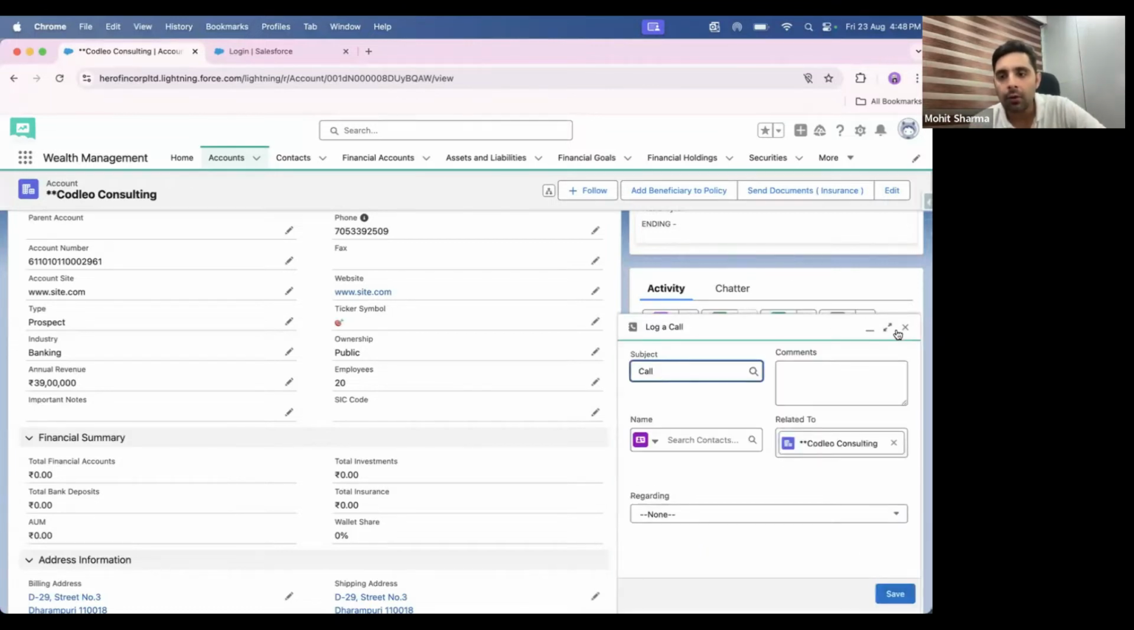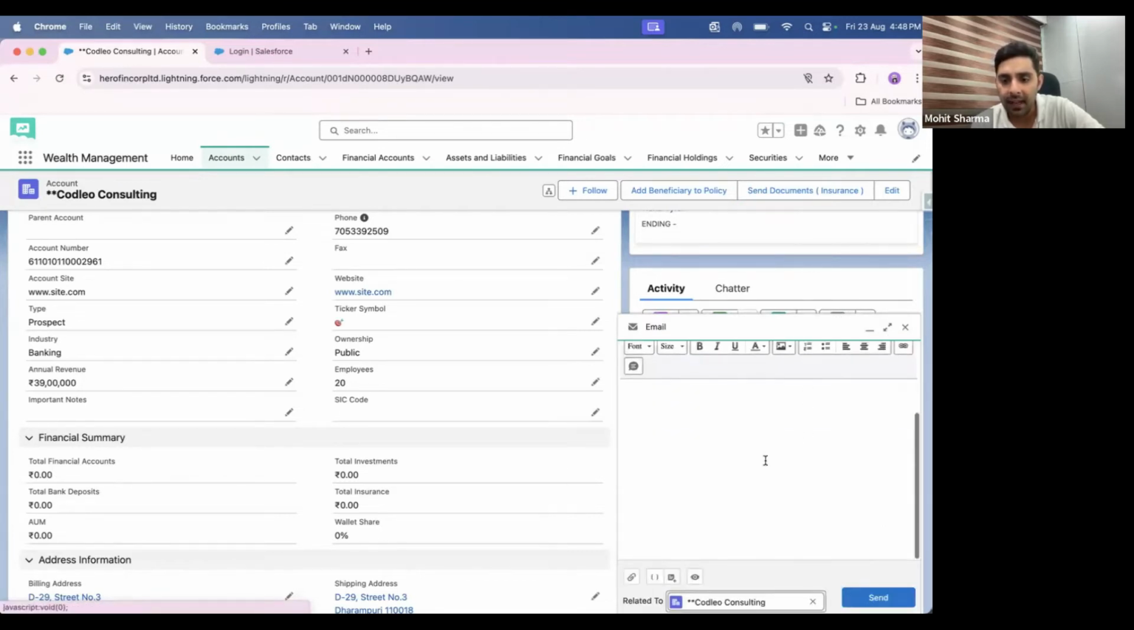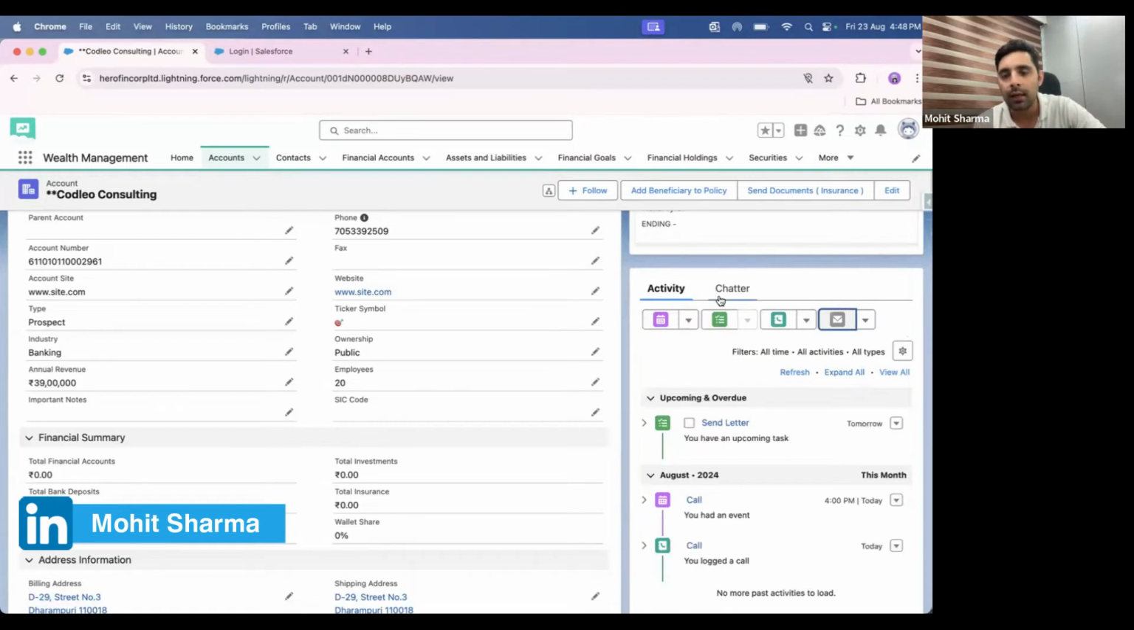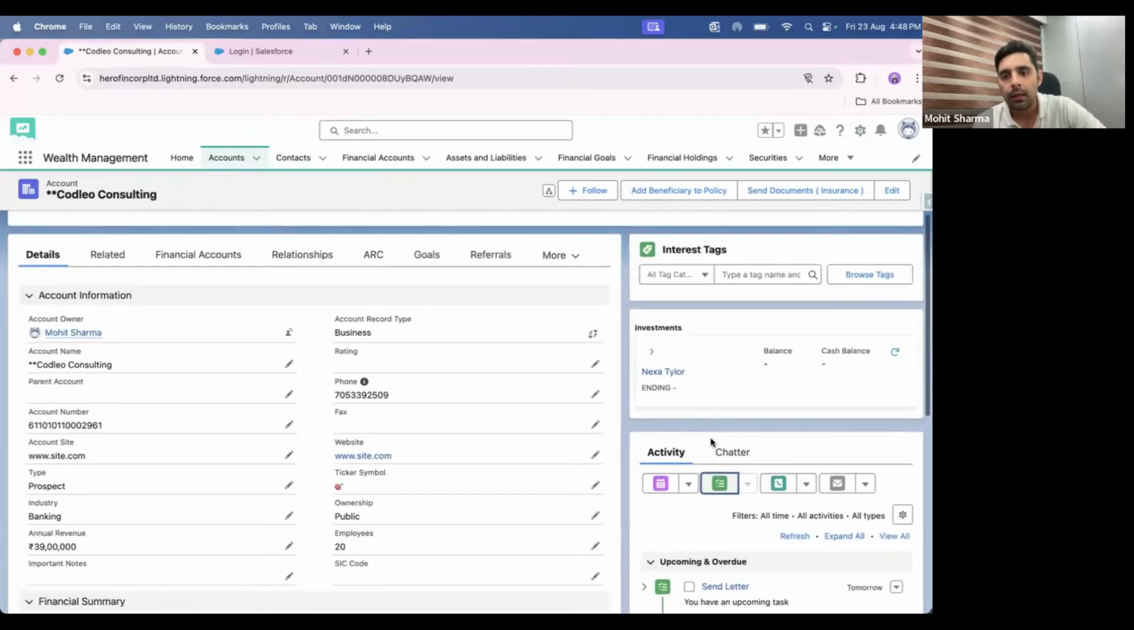Then this is how the calling activities can be maintained. This is how the email can be sent. While sending these emails, we can send attachments, and we can even select any of the predefined templates and quickly send it without typing anything into the system. So this is how the system can help us drive our next steps. Task or to-do management can also be done on this platform.